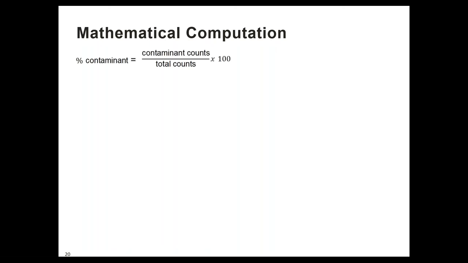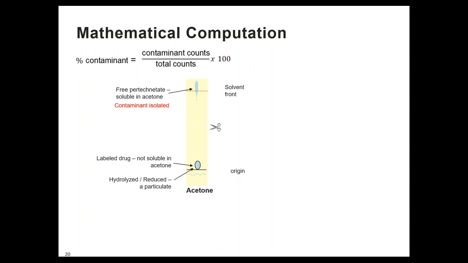So let's look at the mathematical computation. How do we handle the math? And it's actually fairly simple. Remember, it's the percent contaminant is the contaminant quantified divided by the total times 100. So going back to that MDP example, we had an acetone strip where we identified the contaminants, free tech, at the top of the page. Good MDP and hydrolyzed reduced do not leave the origin, they're at the bottom. So let's put some numbers to this.